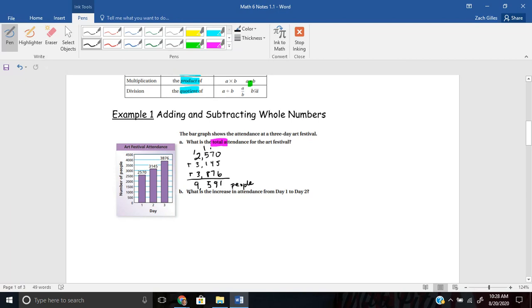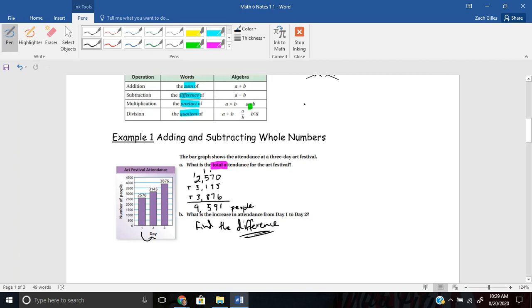All right. Letter B then asks, what is the increase in attendance from day 1 to day 2? Okay, so here was day 2, and here was day 1. It wants to know how many people did we increase by. So in this case, the phrase how many more indicates that we need to find the difference in the number of people. So when we find the difference, remember that means, if you look back up here, we need to subtract.